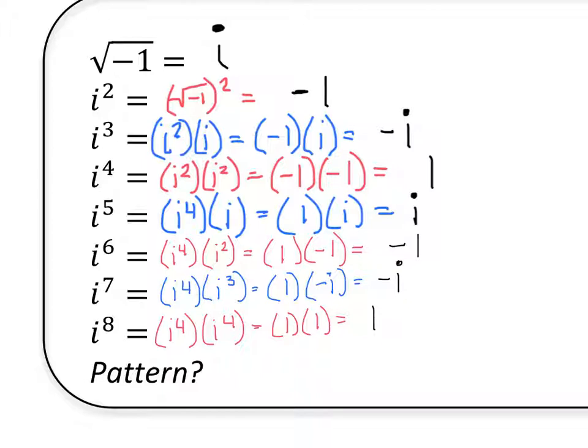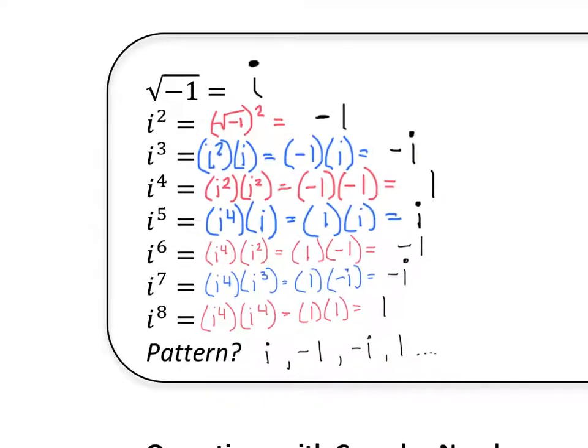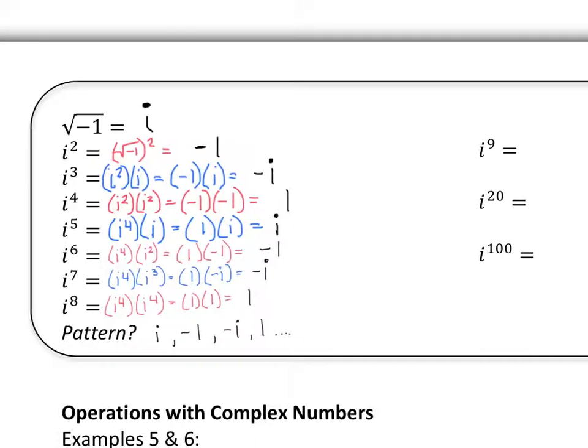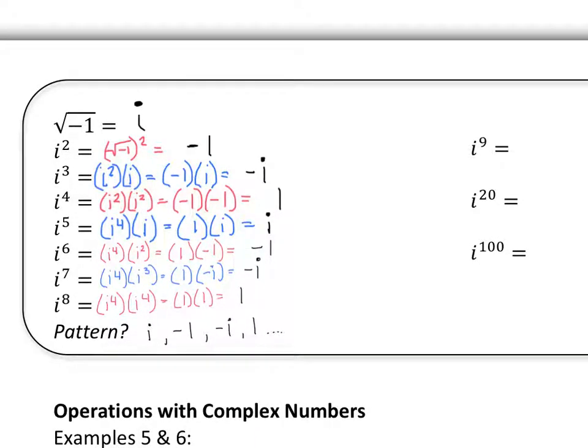So is there a pattern? Yes, what is it? i, -1, negative i, 1. And then it repeats. So what do you think i to the 9th will be based off this pattern? The next one, yep, it's just i. You can just put an i.